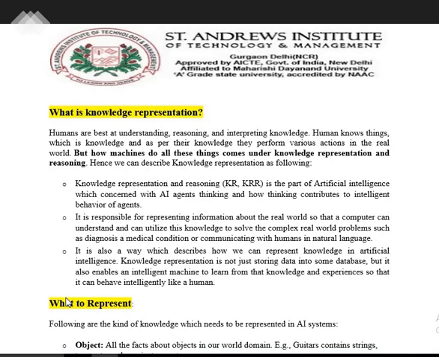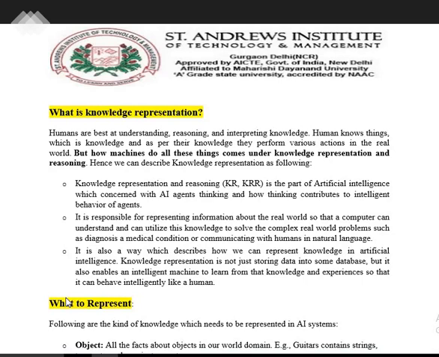So we describe some of the terminologies. Knowledge representation and reasoning, KR or KRR, is a part of artificial intelligence which is concerned with the AI agent having thinking capability and how thinking contributes to the intelligent system behavior of the agents. That is the first phenomenon.